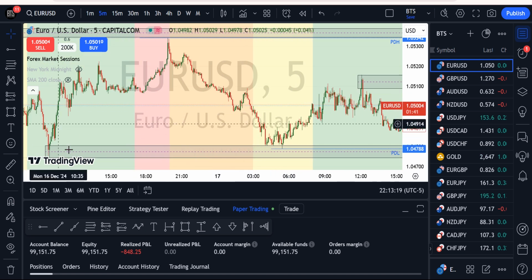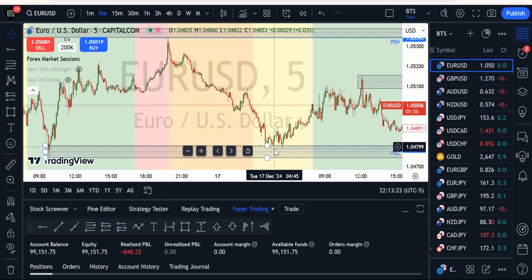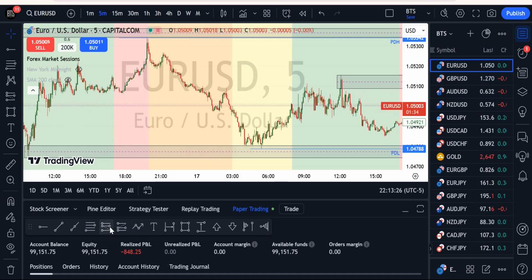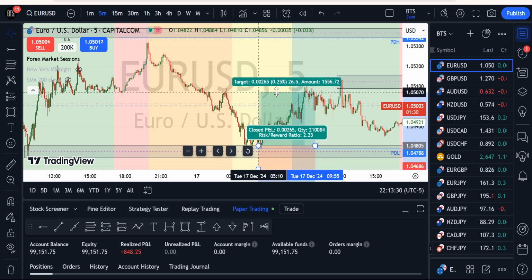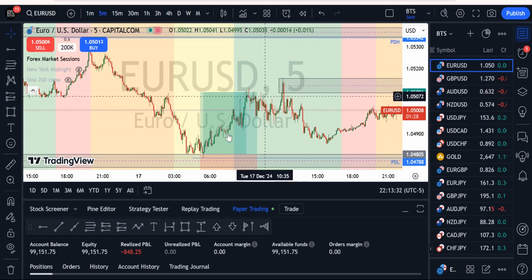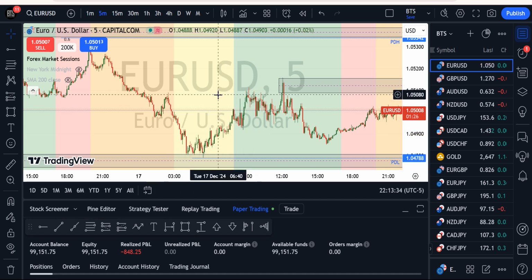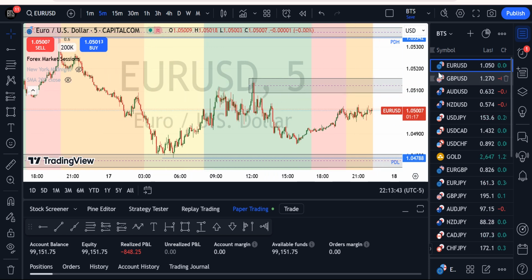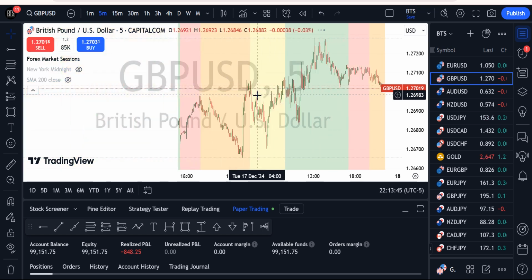Because of yesterday's loss, I wasn't able to take this trade. I was watching out for this level on Euro USD. I was watching out for a buy on this level right here. So we didn't get the opportunity to pick the trade. Yesterday we suffered another loss. We had about four losing trades.